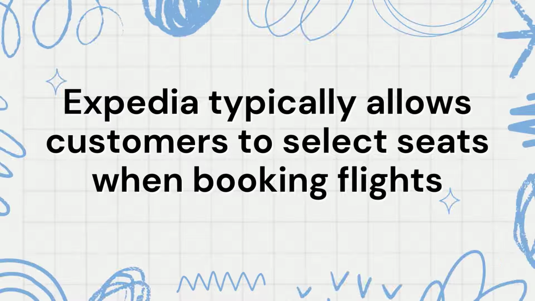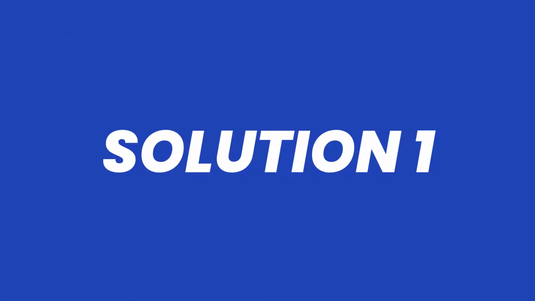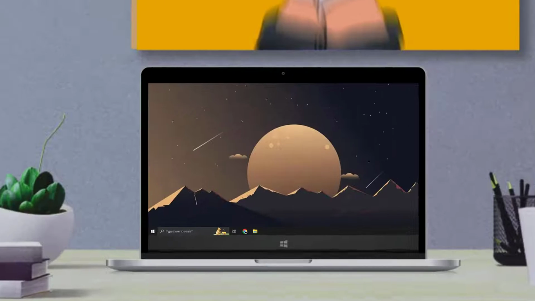Expedia typically allows customers to select seats when booking flights. However, if Expedia is not letting you choose your seat while booking your flight, it could be due to a temporary technical issue. So first of all, you need to clear Expedia's site cache.